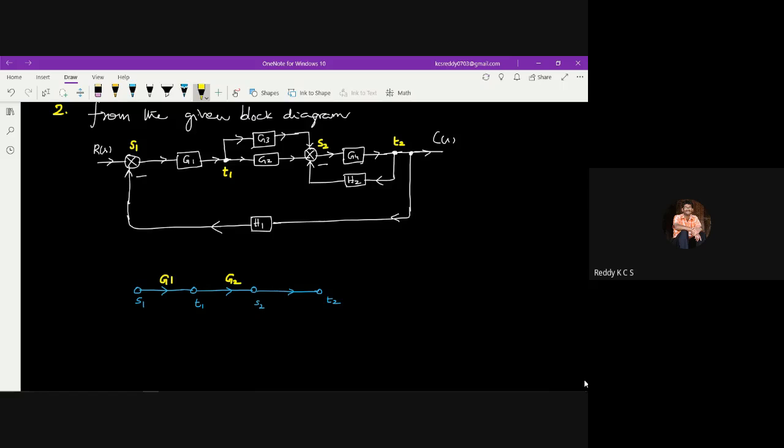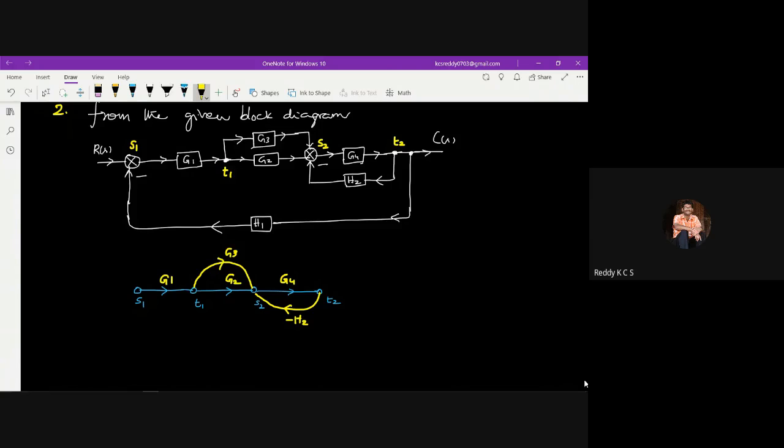First is G2, then one more is coming like this and entering at this particular point with the value of G3. Then from the summing point to takeoff point, we have a G4, so I'll represent here a G4. Then from takeoff point 2, once again it is coming back to summing point 2 with the value of H2, but there is a negative feedback, so that sign is also considered. I'll write it as minus H2.